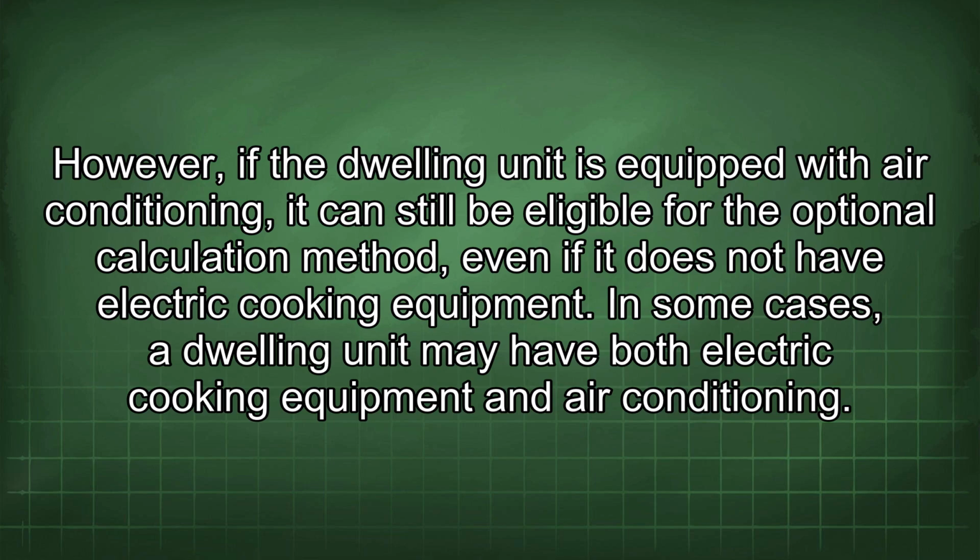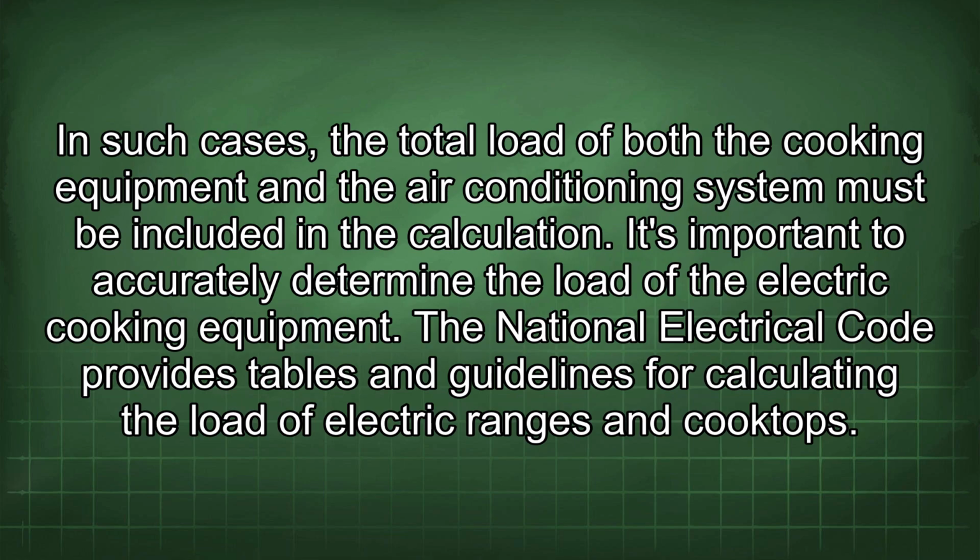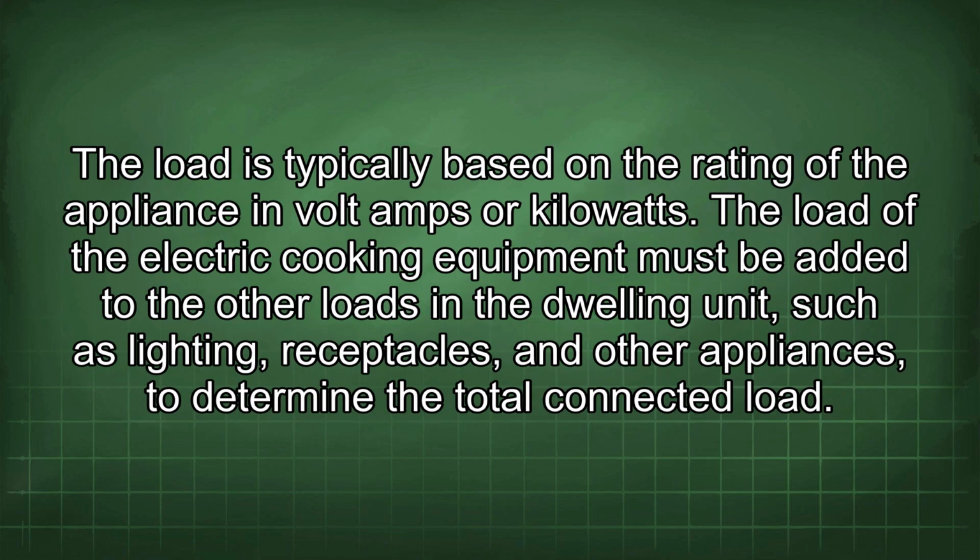In some cases, a dwelling unit may have both electric cooking equipment and air conditioning. In such cases, the total load of both the cooking equipment and the air conditioning system must be included in the calculation. It's important to accurately determine the load of the electric cooking equipment. The National Electrical Code provides tables and guidelines for calculating the load of electric ranges and cooktops. The load is typically based on the rating of the appliance in volt amps or kilowatts. The load of the electric cooking equipment must be added to the other loads in the dwelling unit, such as lighting receptacles and other appliances, to determine the total connected load.